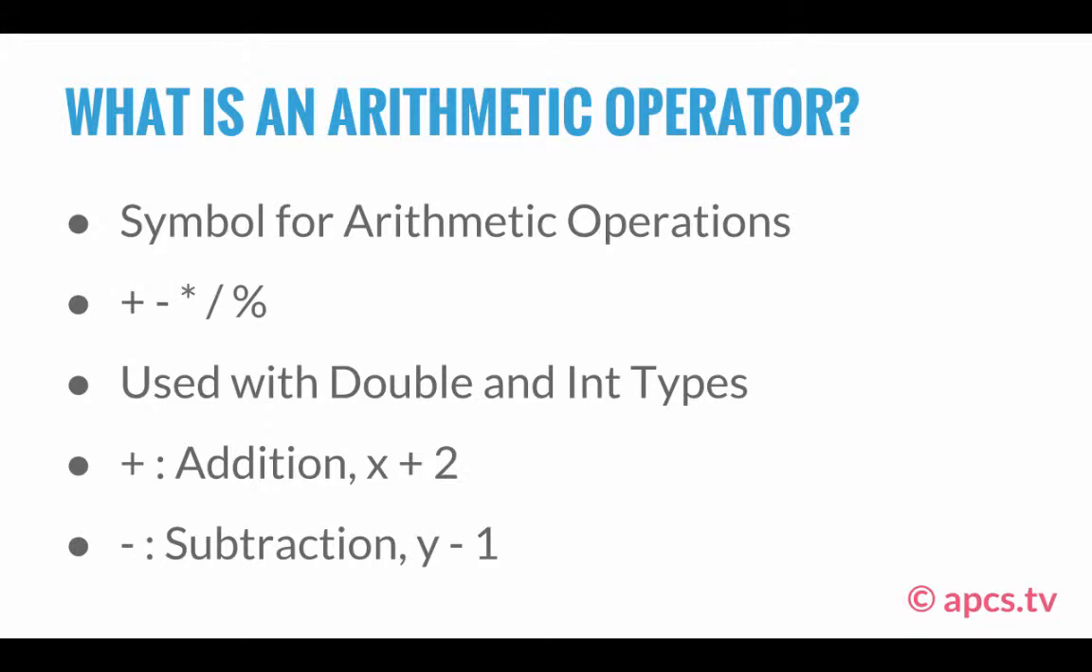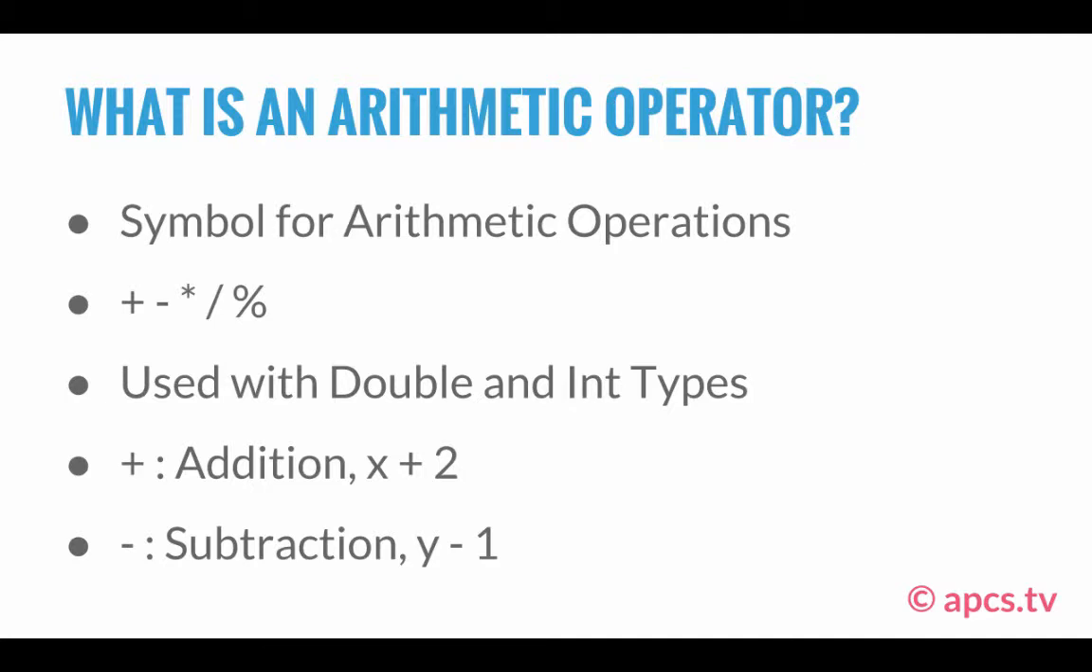It's a symbol for arithmetic operations. What is an arithmetic operation, you might ask? An arithmetic operation is anything like addition, subtraction, multiplication, and division. So the different operators that we'll be looking at today, as you can see on the second bullet point, are the plus symbol, the minus symbol, the asterisk, the slash, and the percent sign.